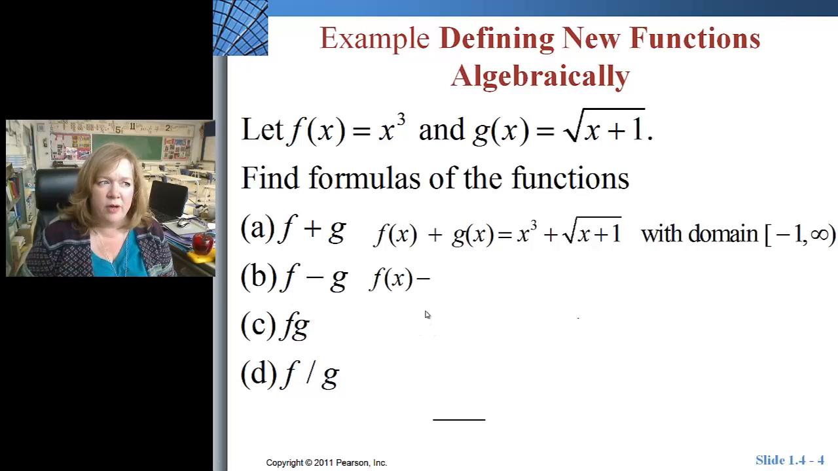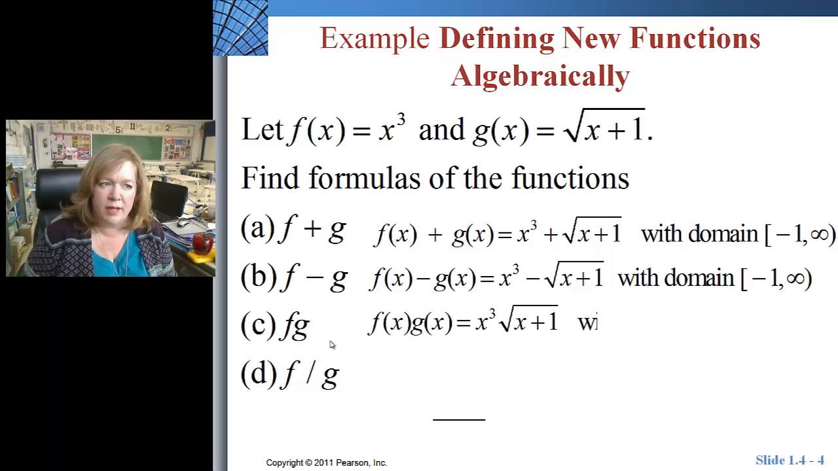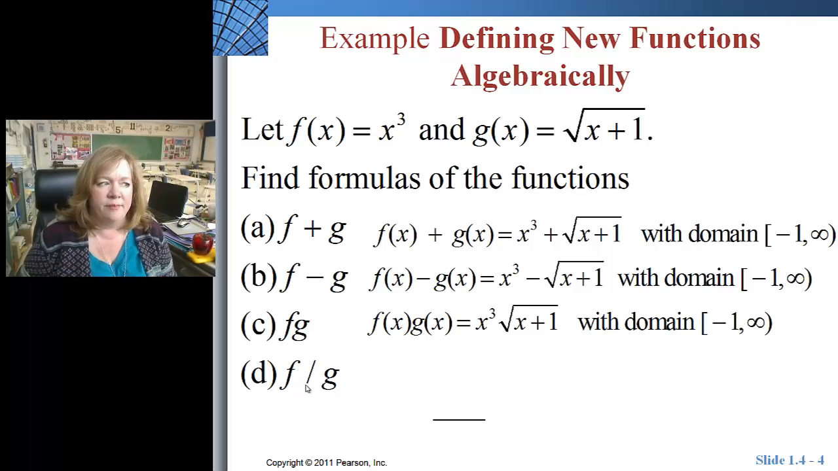F minus g, all you're going to do is just subtract the two functions. So instead of a plus here, we're going to put a minus. Domain's going to be the same thing, -1 to positive infinity, because you cannot have a negative under the square root. F times g, we're going to multiply them together, so you'd write x cubed times square root of x plus 1. Domain's going to be the same thing.